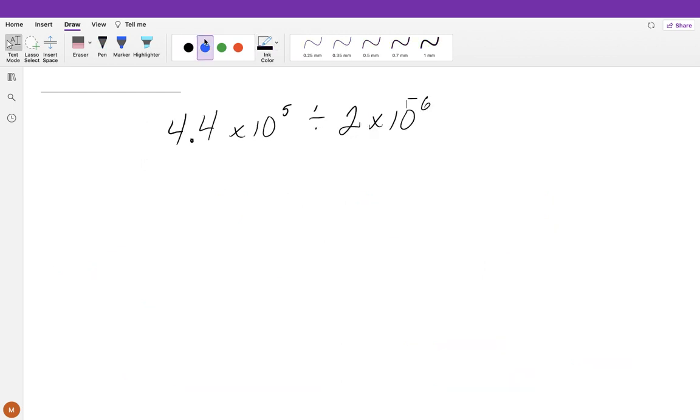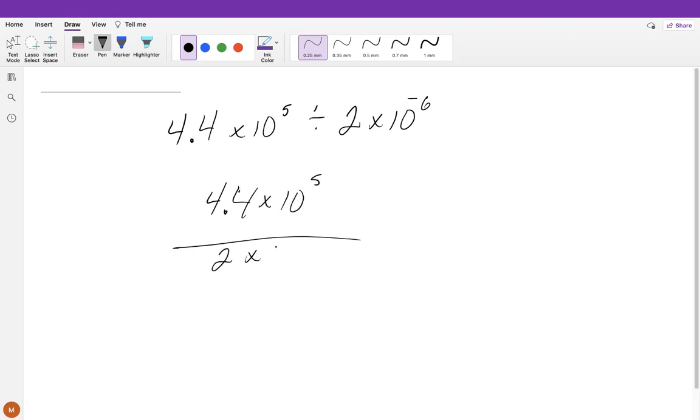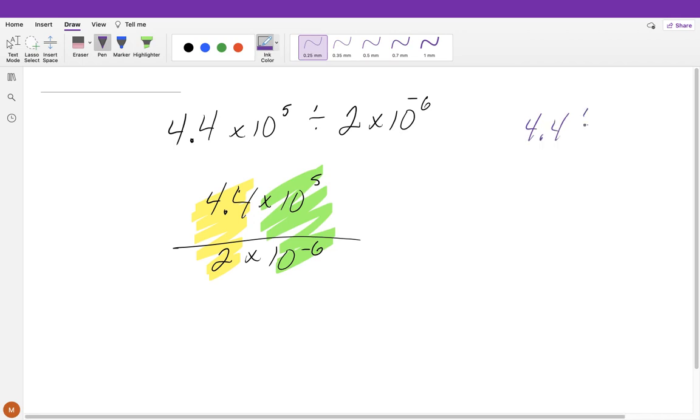All right, so for this one, we have 4.4 times 10 to the 5th power divided by 2 times 10 to the negative 6. Personally, I like to just write these as a fraction, simply because it allows me to see my rules a little clearer. Whoops, that's times 10 to the negative 6. So when I do this, I'm going to first focus on the numbers out front of the scientific notation, and then I'm going to solve the powers of 10. So first I'll do 4.4 divided by 2, and that is going to give me 2.2.